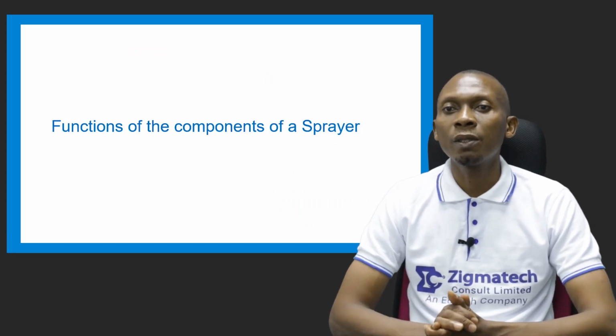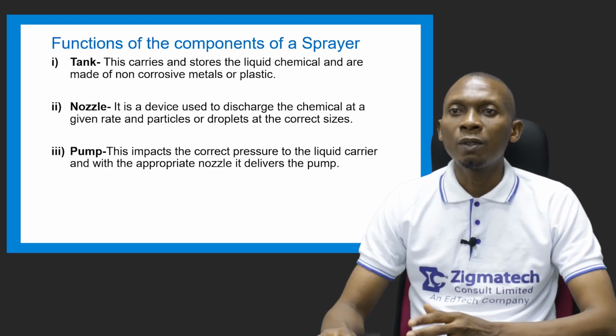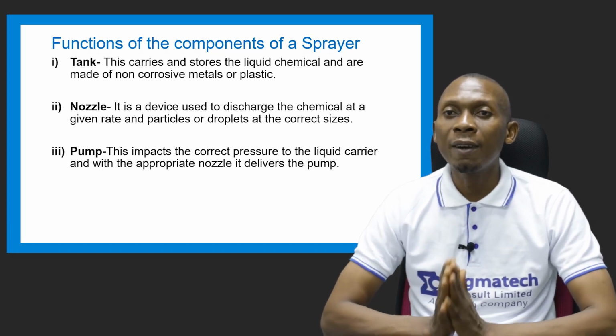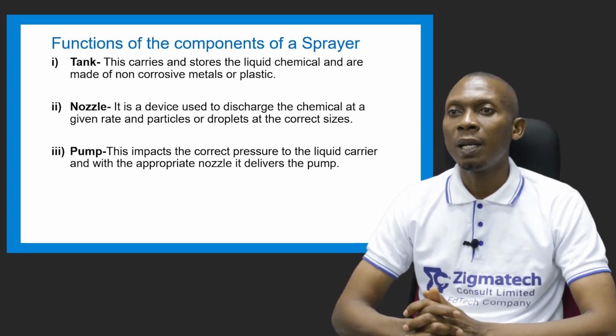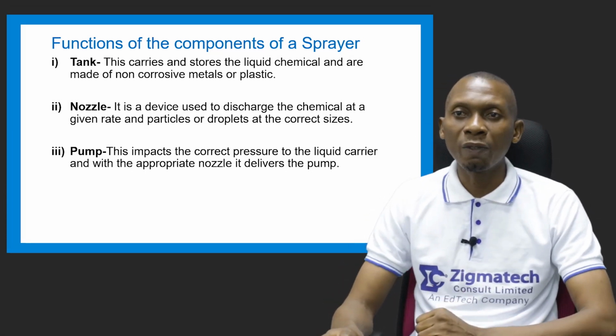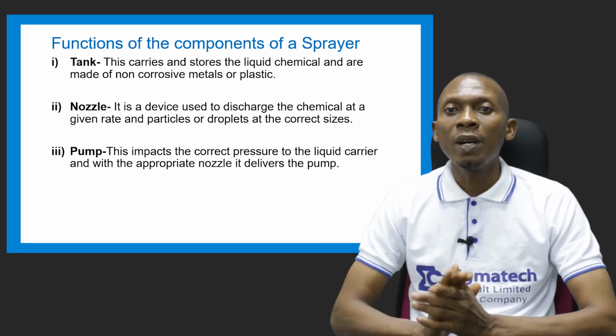Let's look at the functions of the components of a sprayer. Now the sprayer has a tank, and what's the purpose of the tank? This helps to carry and store liquid chemicals, and this tank is made up of non-corrosive metals or plastic to prevent rusting. It also has the nozzle.